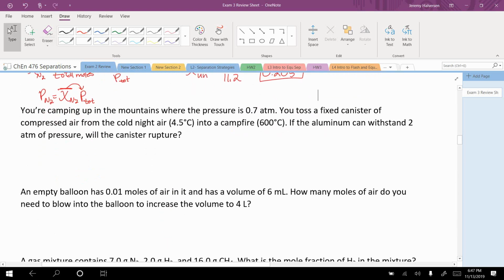All right, so you're camping up in the mountains where the pressure is 0.7 atmospheres. You toss a fixed canister of compressed air from the cold night air at that temperature. This is compressed air. This is the night air, okay? Different airs. 4.5, unless they filled up the canister at night, in which case the compressed air is also night air. But anyway, into a campfire at this temperature, if the aluminum can withstands 2 atmospheres of pressure, will the canister burst?